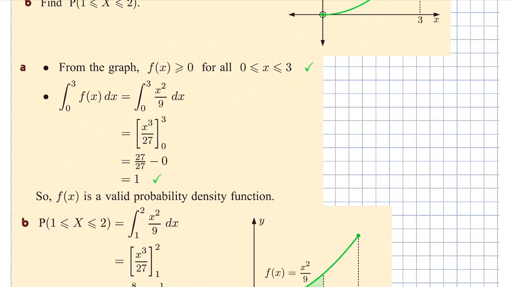So tick, that's also correct. Those 2 dot points are covered. It is a valid probability density function.